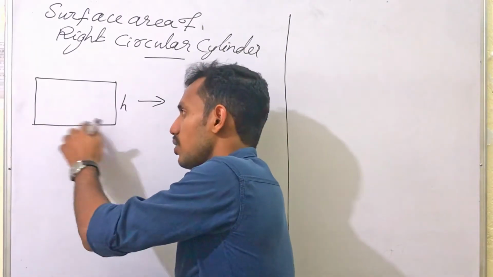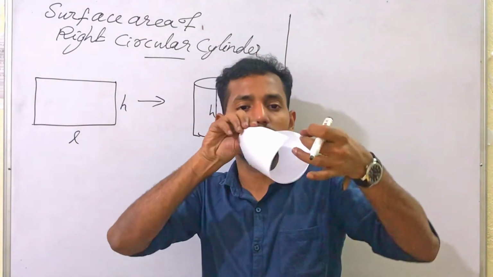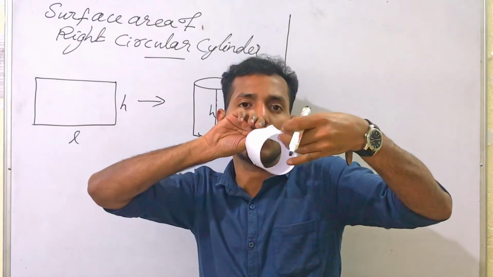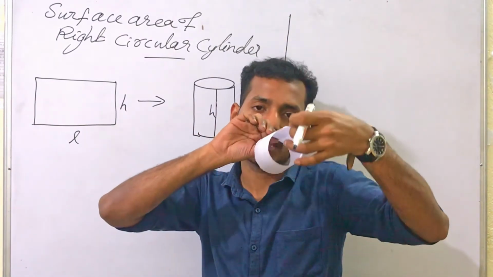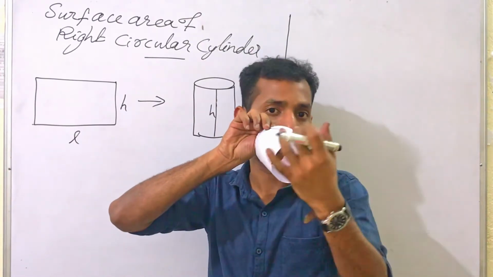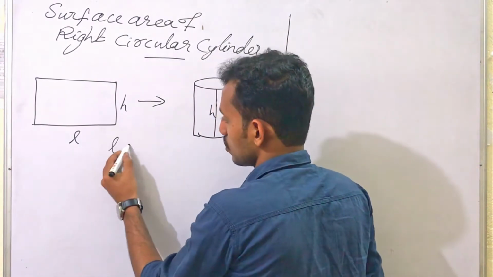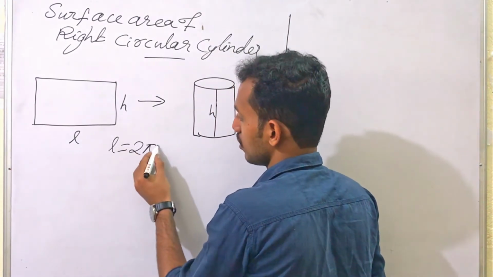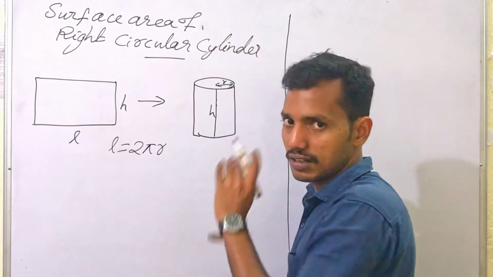What happened to this length? The entire length becomes the circumference of the circle at the bottom as well as the top. Clear. The length becomes the circumference of the circle. That is, L is equal to 2 pi r, where r is the radius of that cylinder or that circle.